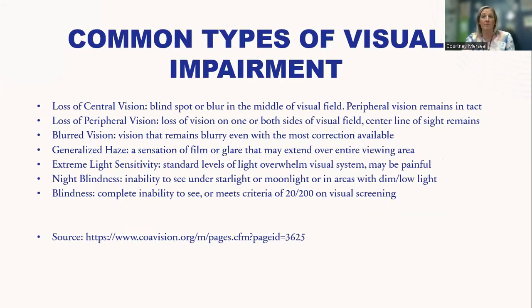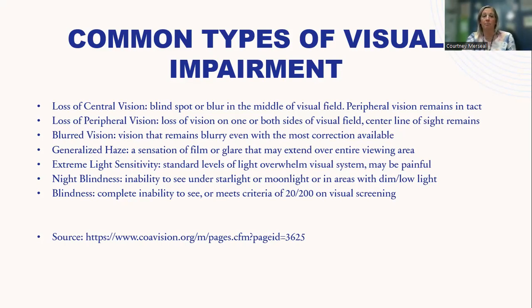There are many common types of visual impairment. Lots of them have many diagnoses, such as glaucoma, cataracts, macular degeneration, all of those. And they kind of fall under one of these classifications of what type of vision is affected by the diagnosis. So loss of central vision would be a blind spot or a blurriness in the middle of their visual field, but their peripheral or side vision remains intact.